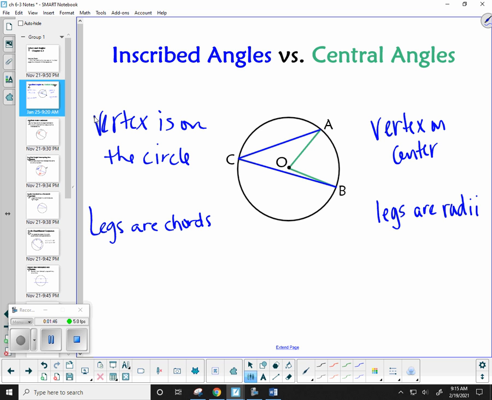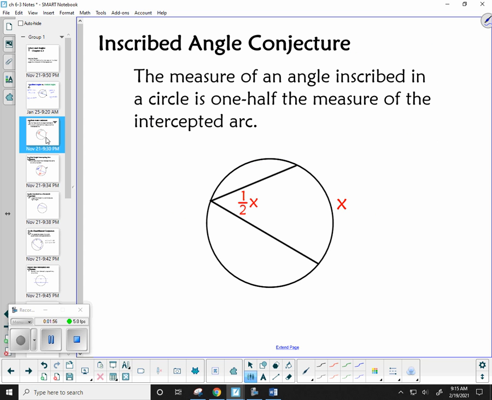So most everything we're going to focus on today, all the properties we're going to look at, are because of inscribed angles. Okay? So the relationship between the inscribed angle and the arc that it intercepts is that the angle is half of the intercepted arc. So for instance, if this arc is 90 degrees, my angle has to be half of that, 45 degrees.